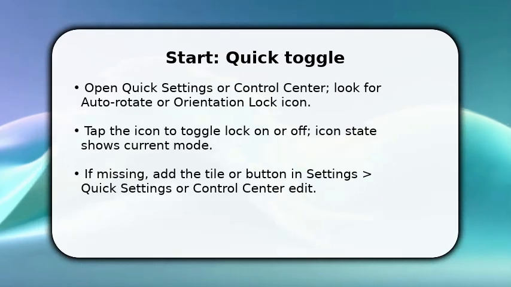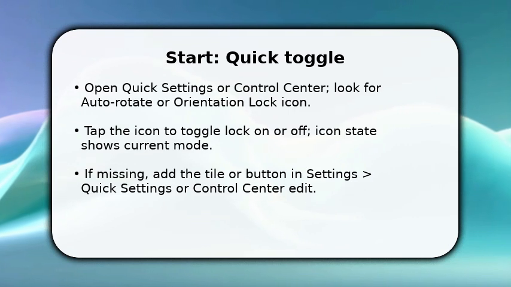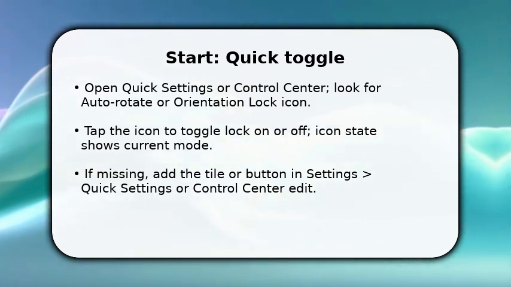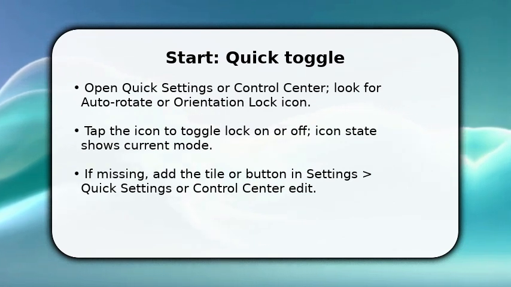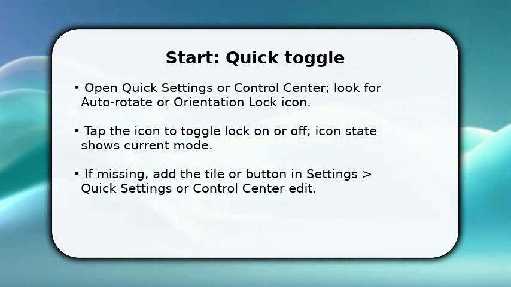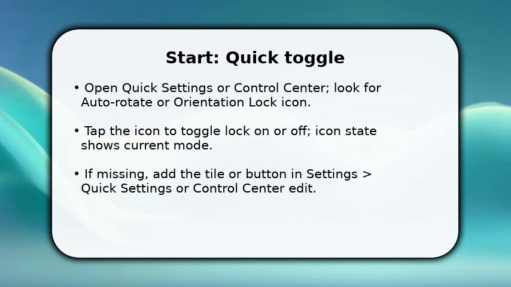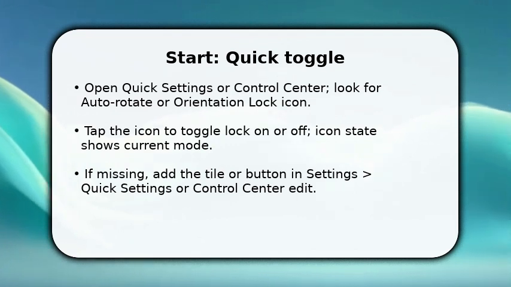You'll begin by using the built-in toggle because it's fastest and reliable. On Android, swipe down twice to expand quick settings. On iPhone, swipe from top right or bottom to open Control Center. Once there, find Auto Rotate or Orientation Lock and tap it to engage. That prevents unwanted rotation. Make sure the icon changes state so you know it worked.